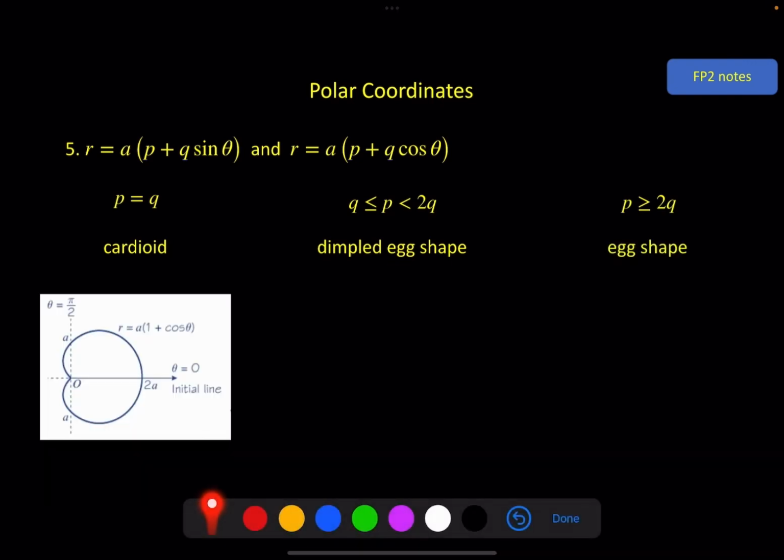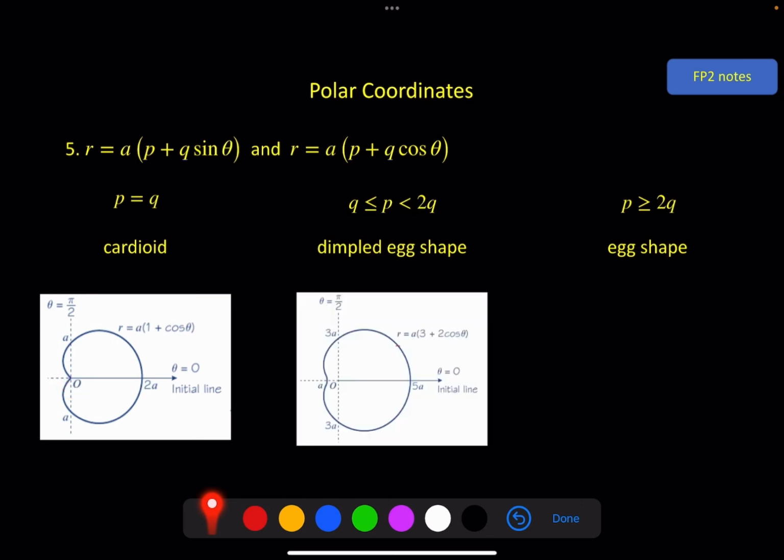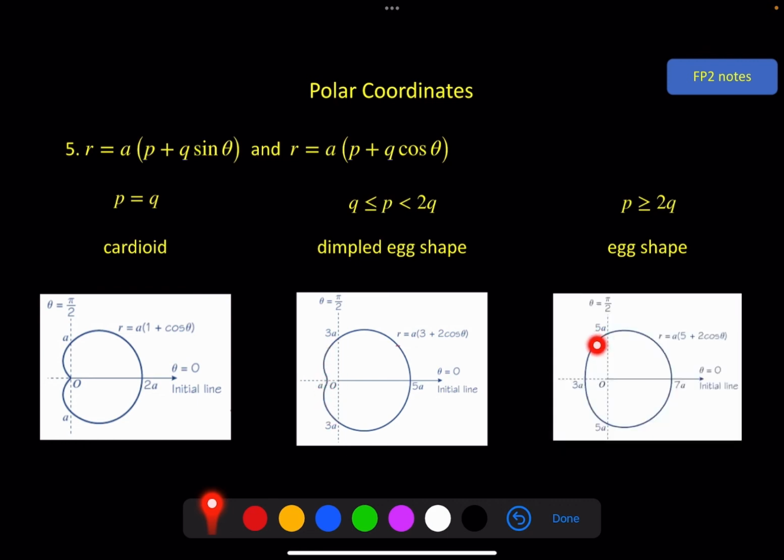So the cardioid is where you've got a cusp here. The dimpled egg shape is where this is concave, so it comes in to some degree, and obviously this is also concave, so this is a dimpled egg shape, but it's specifically also called a cardioid because of the cusp there. This is a dimpled egg shape more generally, not a cardioid. And then if it doesn't come in at all, if it's not concave but convex, like this, then it's your egg shape. And these are the 3 scenarios you need to be familiar with.